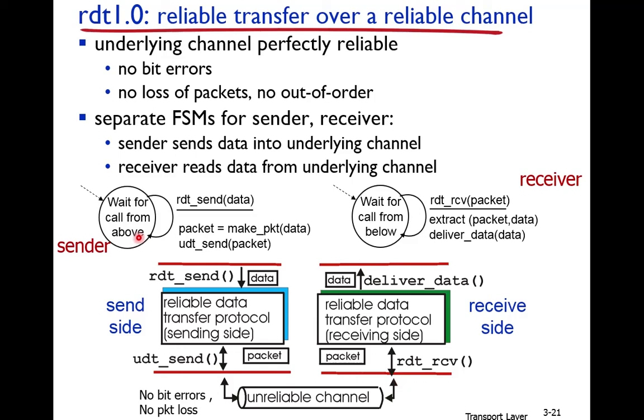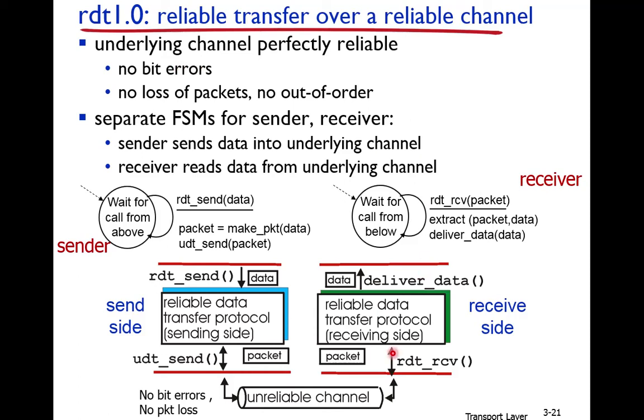Okay, so when it is sent, then again it waits for the next data. Why? Because it doesn't do anything. Because the underlying channel is reliable. We assumed in RDT 1.0 that the underlying channel is perfectly reliable. There is no bit error, there is no packet loss, and there is no out of order.